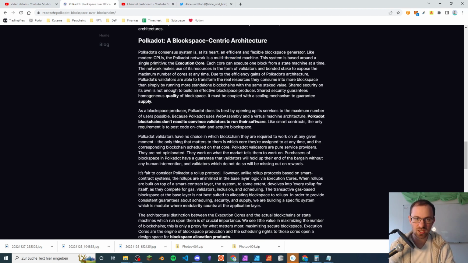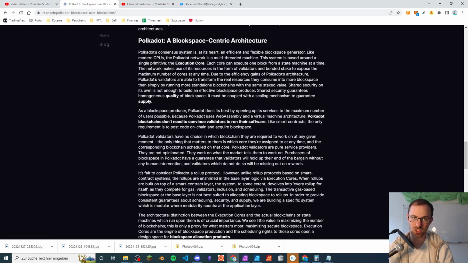So each parachain, as he will highlight now, is basically running in its own core. This system is based around a single primitive, the execution core. Each core can execute one block from a state machine at a time. And a state machine is a blockchain, right? So, in simple terms, it's a blockchain. But basically, the state machine is the thing that powers the blockchain, and each execution core can execute one block at a time. The network makes use of its resources in the form of validators and bonded stake to expose the maximum number of cores at any time.